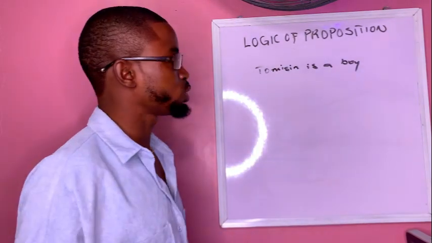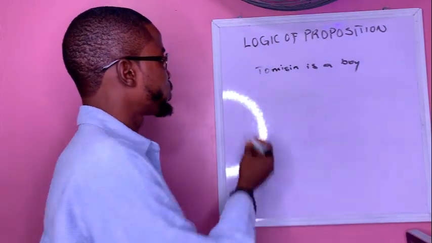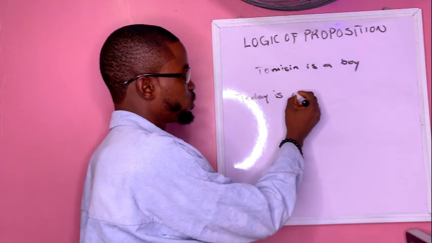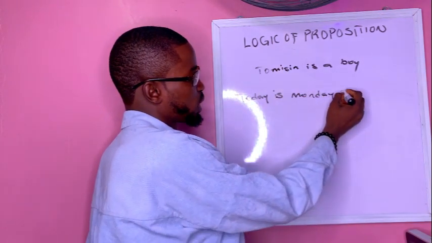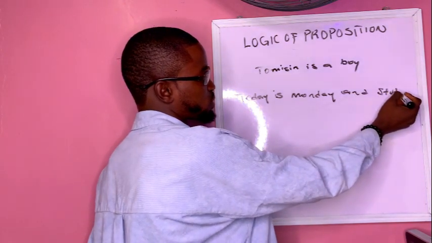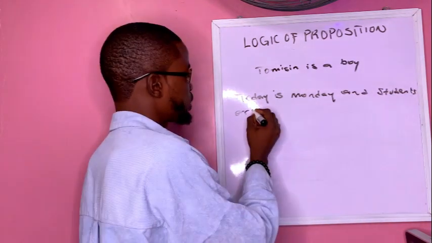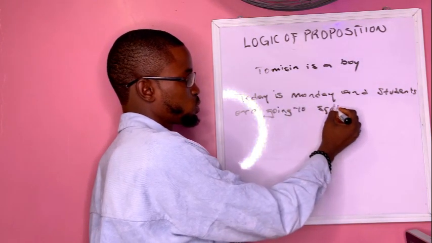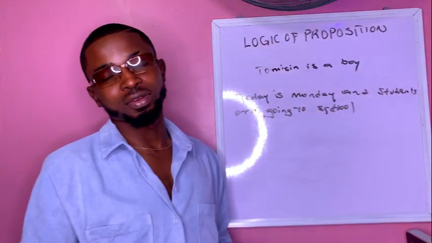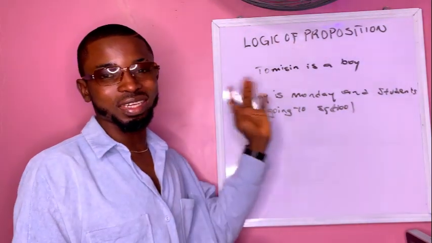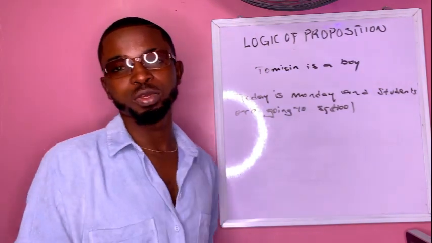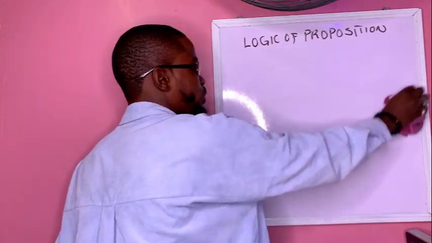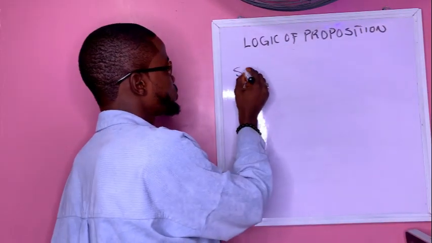It is a proposition. Then another example of a proposition that we can have is: today is Monday and students are going to school. So this is also another example of a proposition because it is a declarative statement that is asserting a fact which can be true or what? False. So the first proposition that we are going to be talking about is called simple proposition.